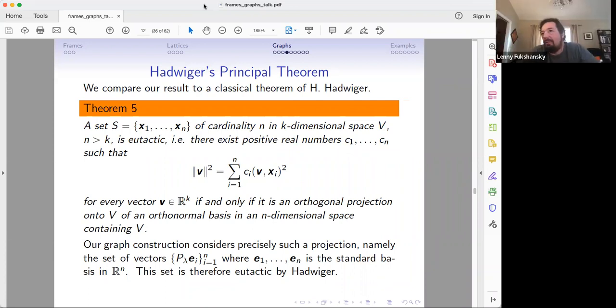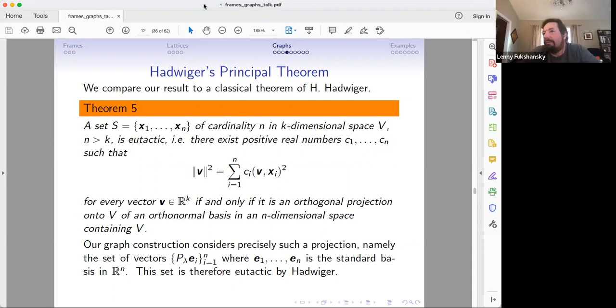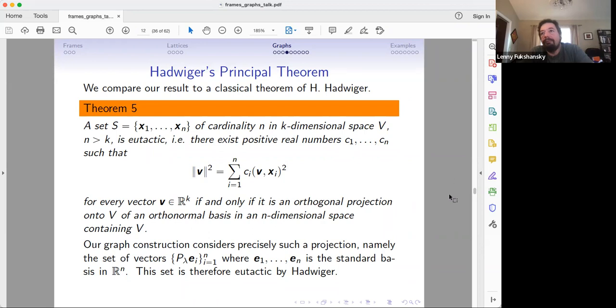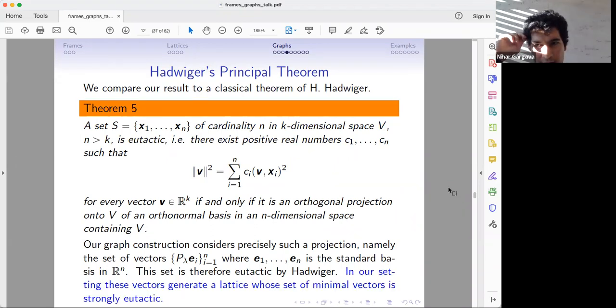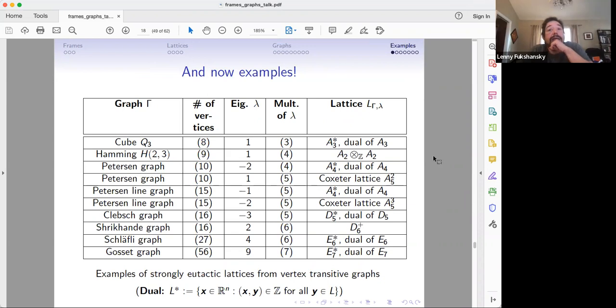But the lattices we produce are just strongly eutactic, so I'm not at all suggesting that they're necessarily extremal. Right. So for extremal, Voronoi's theorem says it has to be perfect and eutactic. Correct. And so did you consider when these lattices produced from distance transitive graphs are perfect? Well, let me go to my table of examples. Many of the examples we produced are extremal, but not all.